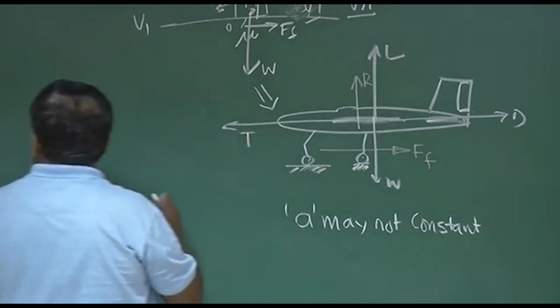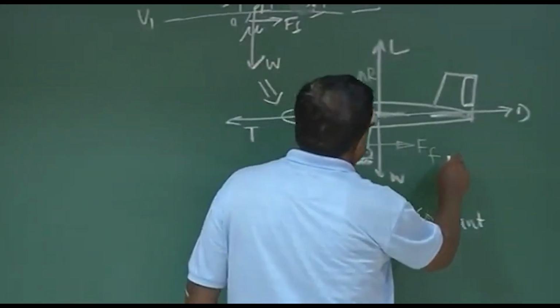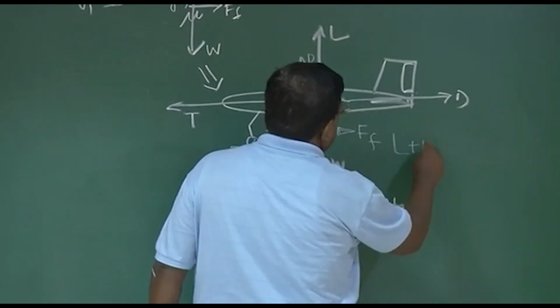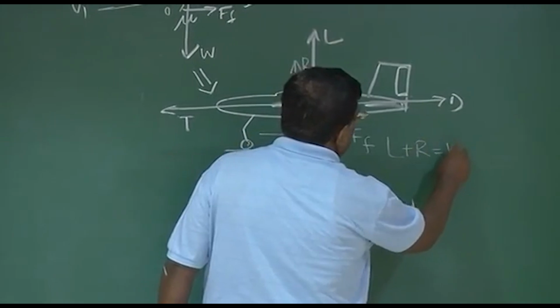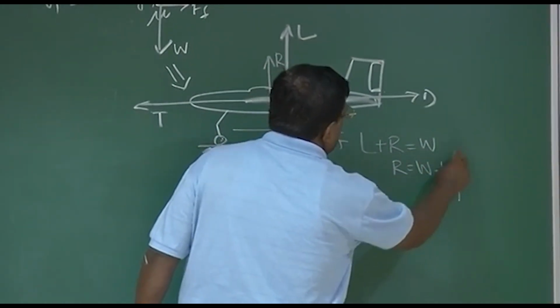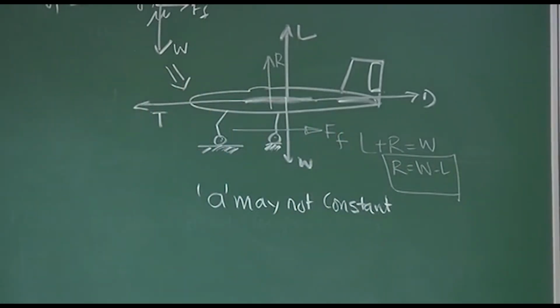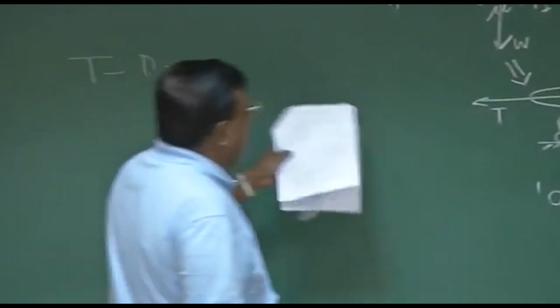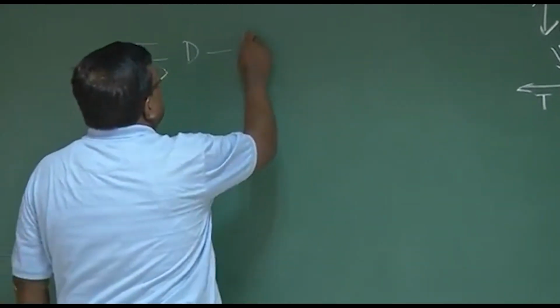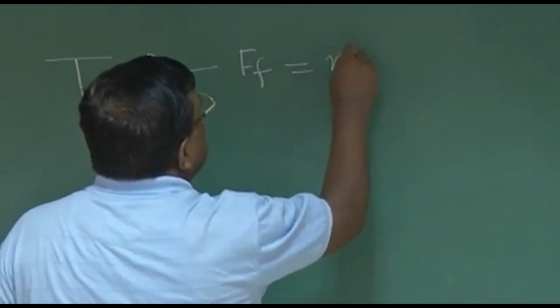So one thing I know that here, let me complete this, L plus R equal to W, or R equal to W minus L. Naturally, if lift is equal to weight, then R will be 0. Okay? This I know. So if I now complete this equation, I have T minus D minus FF is equal to M into A.